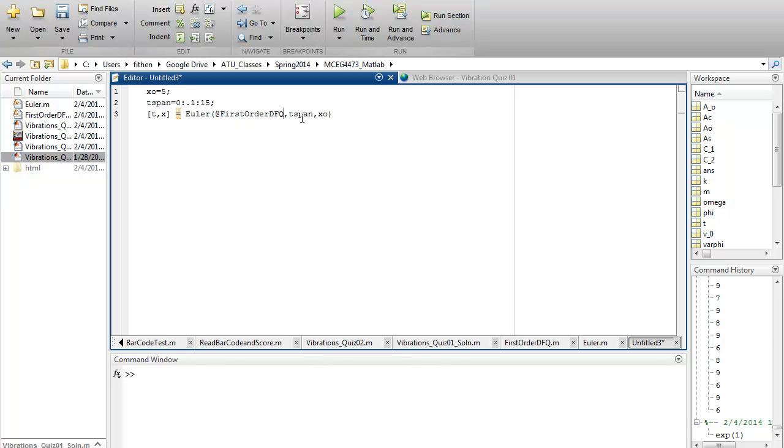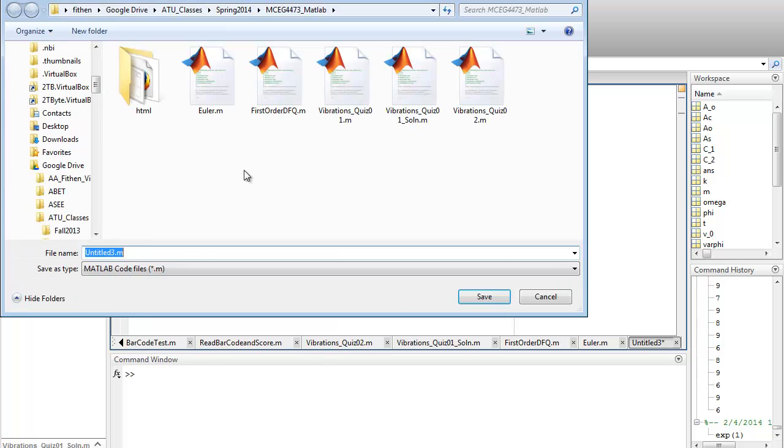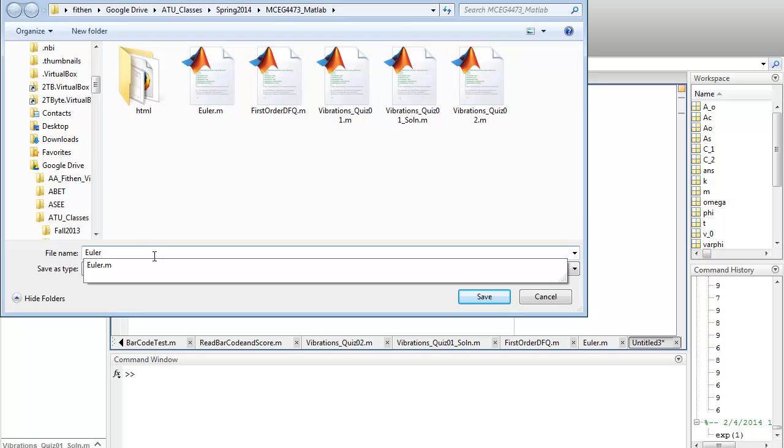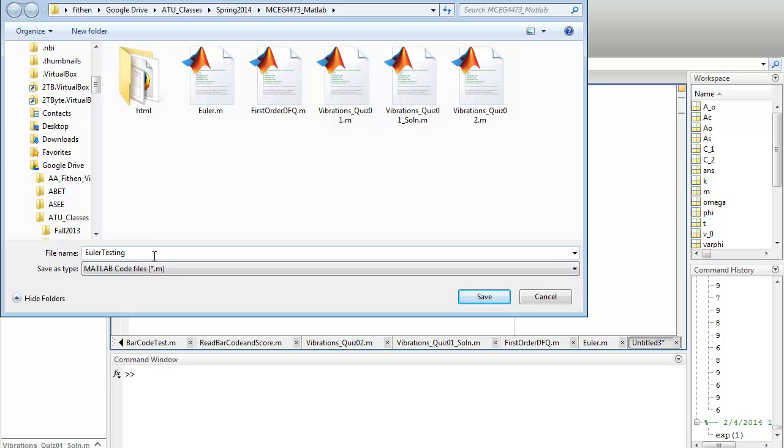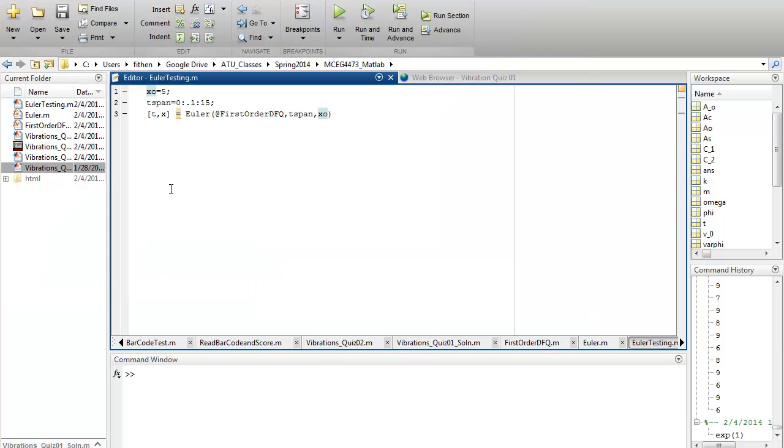There's my t-span, there's my x naught. And we'll just call it Euler testing. Then I'll try to do a plot of time and position. So let's run this.